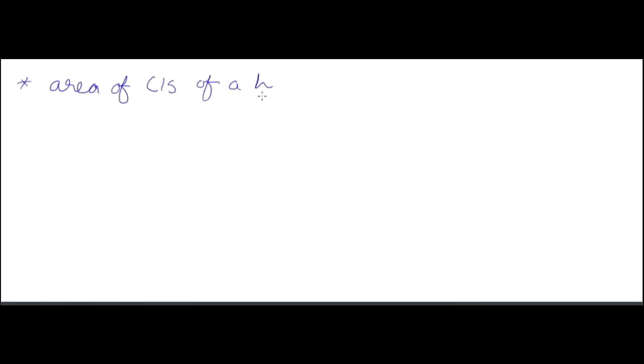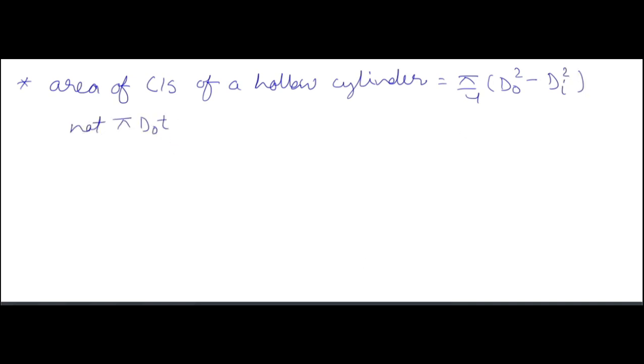Now the area of cross section of a hollow cylinder is equal to pi by 4 into d naught square minus di square. You have to remember this because I also made a mistake about this: sometimes when thickness was given, I unintentionally used pi d naught t. It happens sometimes. So keep in mind that when thickness is given, you have to find the di value, meaning the inside diameter, and then find the area of cross section of the hollow cylinder, which is pi by 4 into d naught square minus di square.